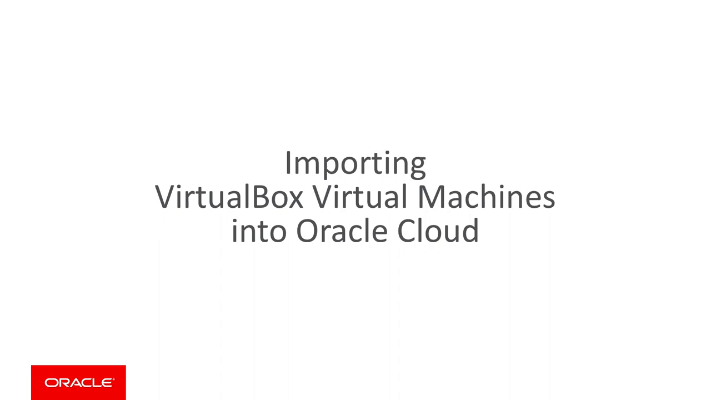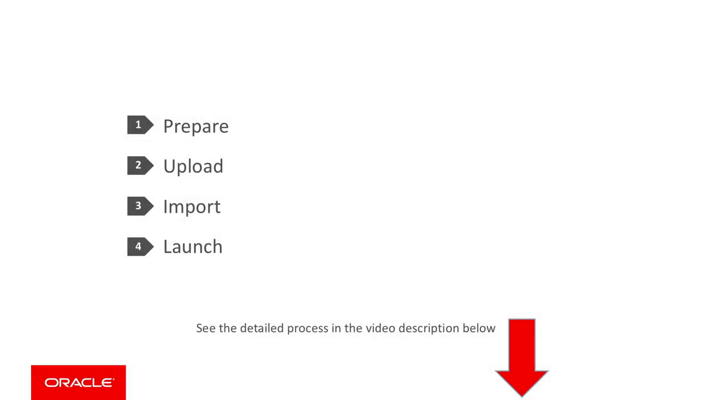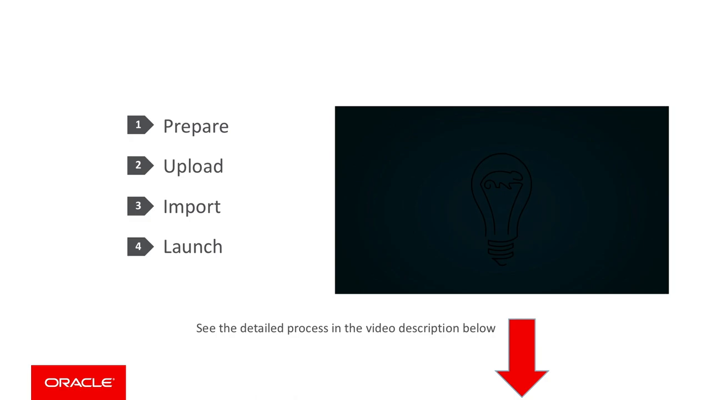VirtualBox is a great way to run virtual machines on your desktop, and it's easy to take the Linux VMs you've built with it and import them into Oracle Cloud. To import your first VirtualBox VM, we're going to walk through a four-step process. First, we're going to prepare the VM to boot correctly in the cloud. Then, we'll upload our VM disk, import the VM disk into a custom image, and finally launch that image as a new instance for us to access.